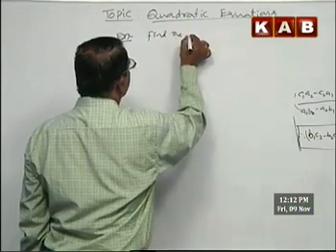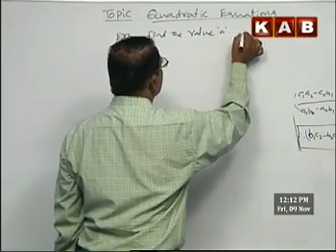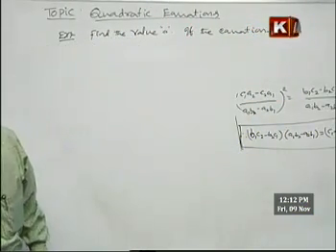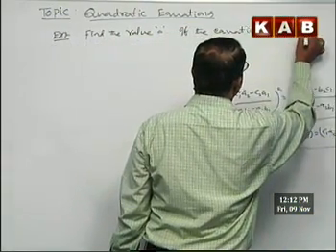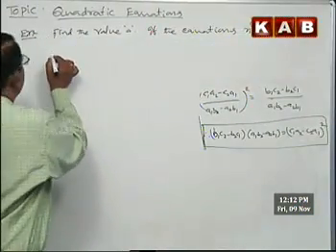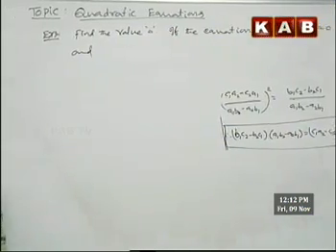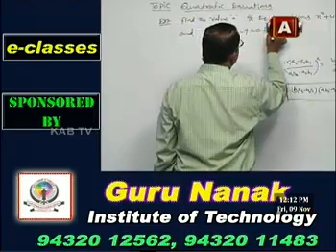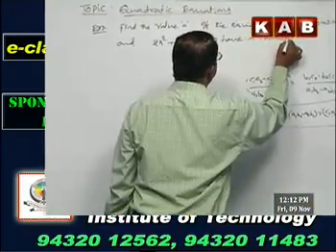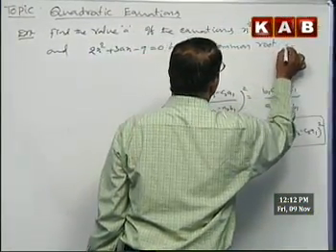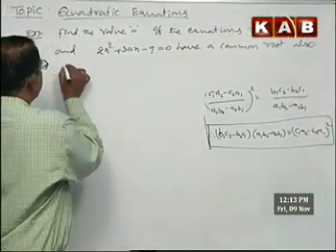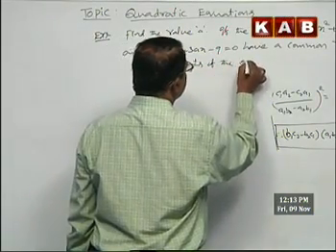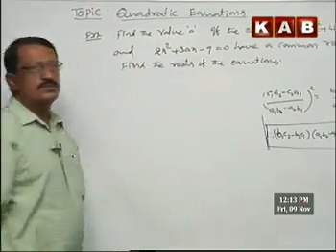Next example. Find the value of a, if the equations x square plus 4ax plus 3 equals to 0 and x square plus 3ax minus 9 equals to 0 have a common root. Also, find the roots of the equations.